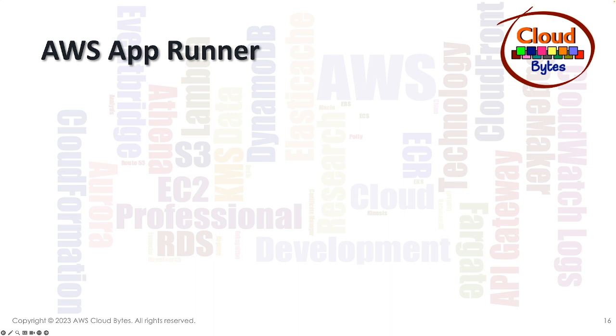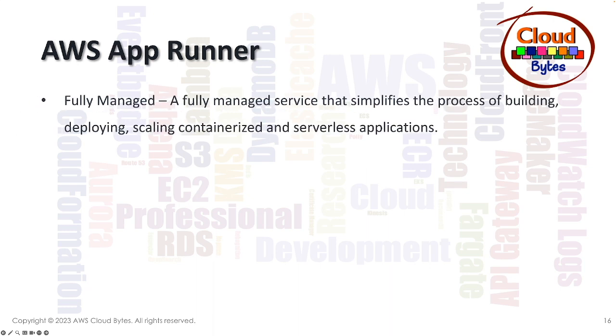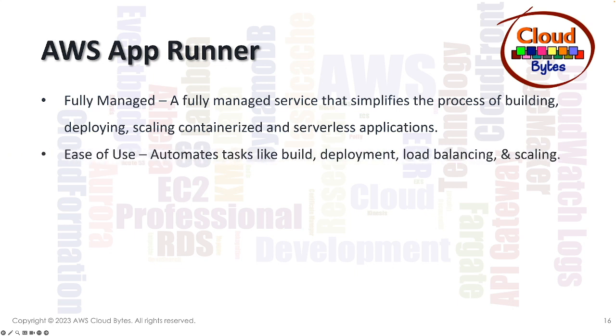Okay, moving on to the next AWS service, AWS App Runner. AWS App Runner is a fully managed service that simplifies the process of building, deploying, and scaling containerized and serverless applications. The next point over here is ease of use. It automates tasks like code build, deployment, load balancing, and scaling, allowing developers to focus on writing code.